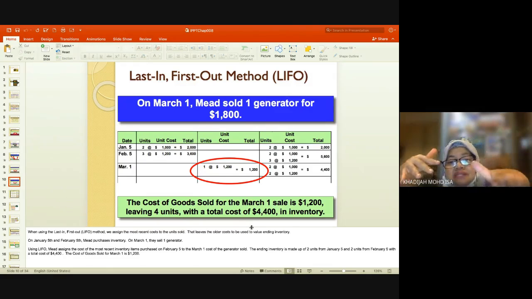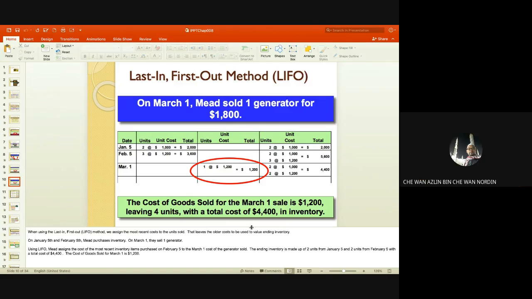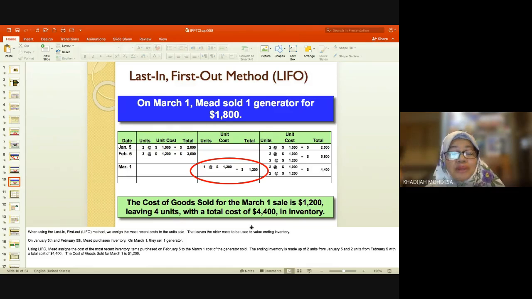Kalau last in, first out, you tengok ya, as of 1st February 5th, you ada stock yang mula-mula 2 units at 1,000, then you have 3 units at 1,200. Is that clear? February 5th? So that's your balance. So which one is the new stock? February 5th, 1,200. 1,200 is the new stock. So bila pakai last in, first out, you akan ambil daripada yang bawah sekali. The newest stock, you akan jual dulu. You will sell the newest stock first.